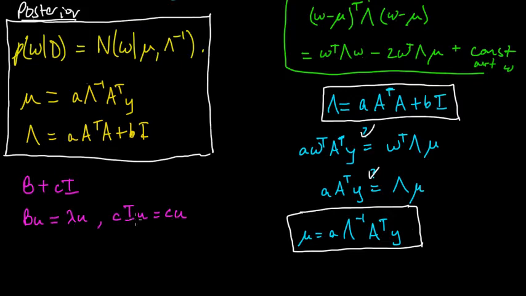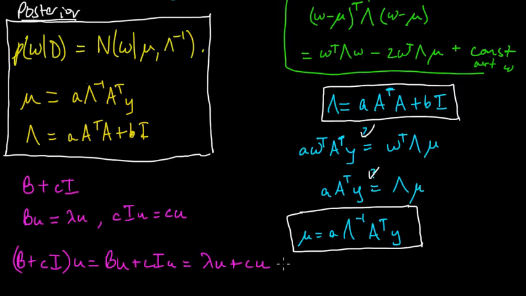So if we add these together, B plus CI times U is BU plus CIU, and that's lambda U plus CU, and that's just lambda plus C times U. So this shows that lambda plus C is an eigenvalue for B plus CI with eigenvector U.